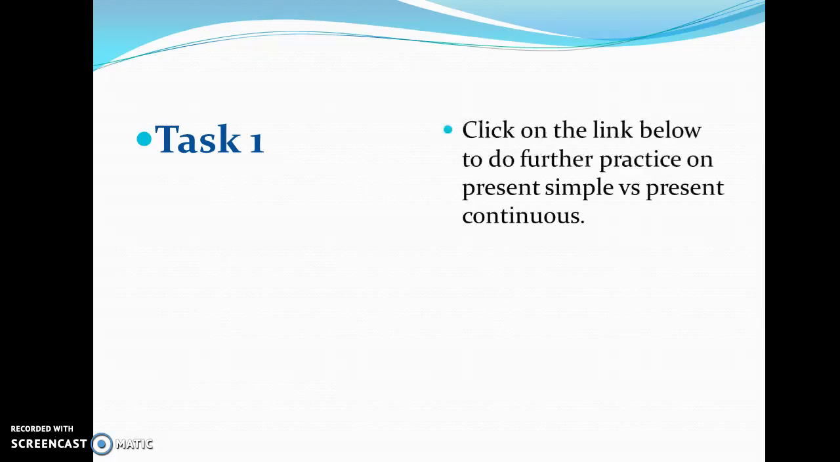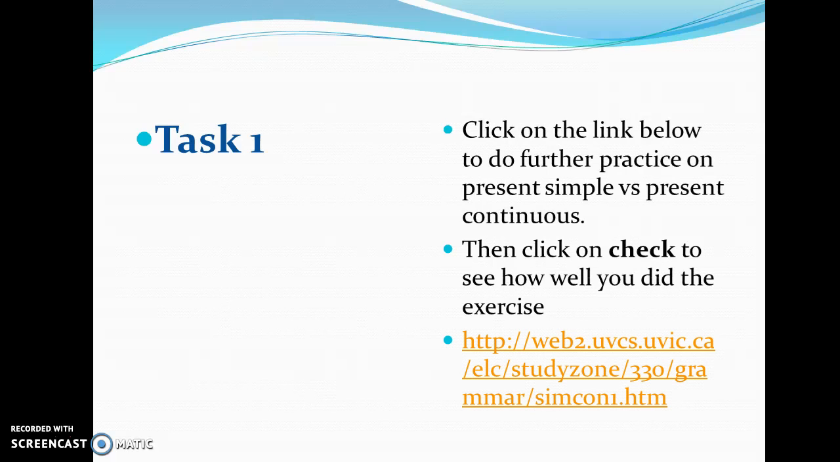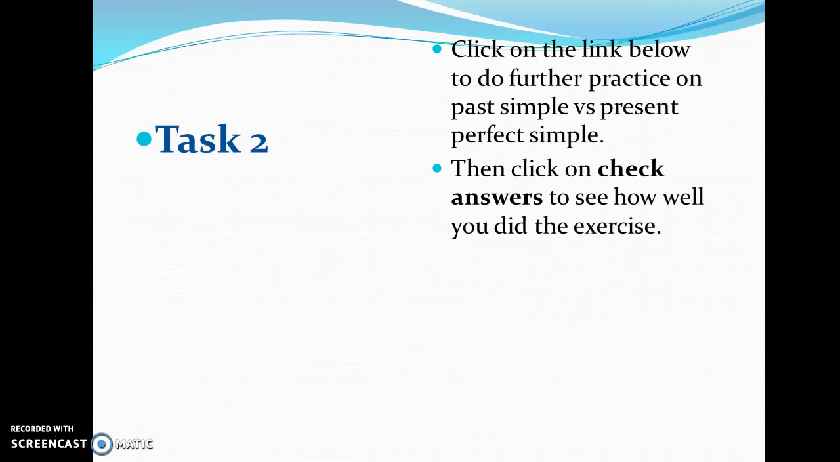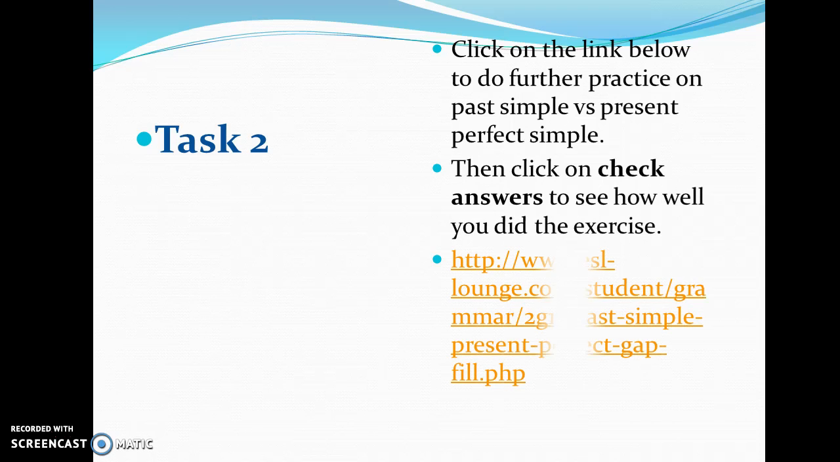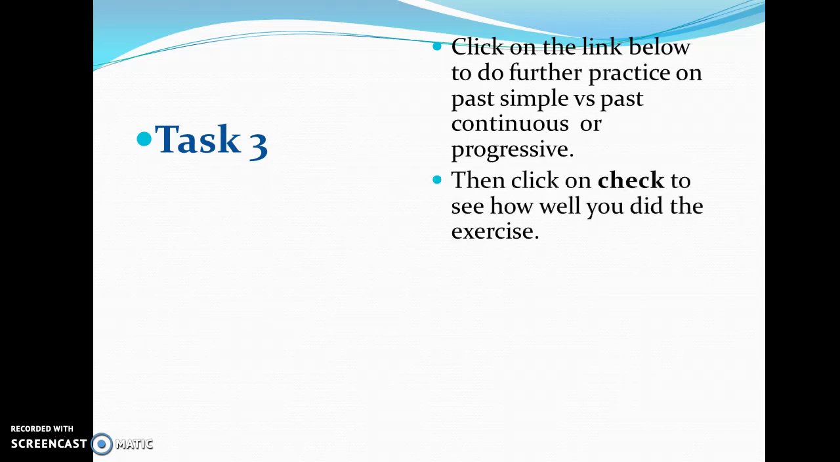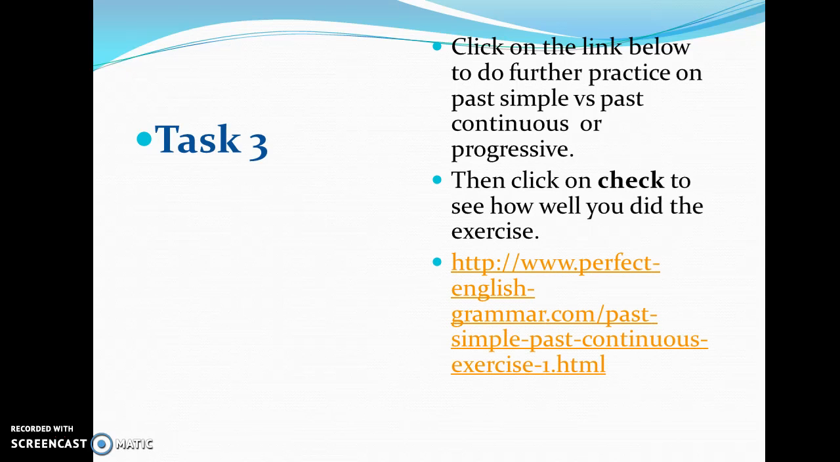Here we have some tasks. The first task, guys, is to click on the link, then check. That's the first task, to practice present continuous versus present simple. The second one is to practice past simple versus present perfect. You do the same. You first click on the link, do the exercise, and then check the answers. And we have a third task to practice the past simple versus past continuous or past progressive. You check after you have done the exercise.